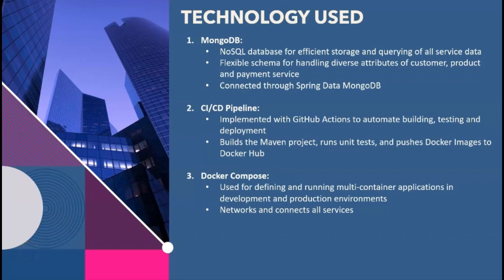The CI/CD pipeline is implemented with GitHub Actions to automate building, testing, and deployment. It builds the Maven project, runs unit tests, and pushes Docker images to Docker Hub. And Docker Compose is used for defining and running multi-container applications in development and production environments. It networks and connects all services.